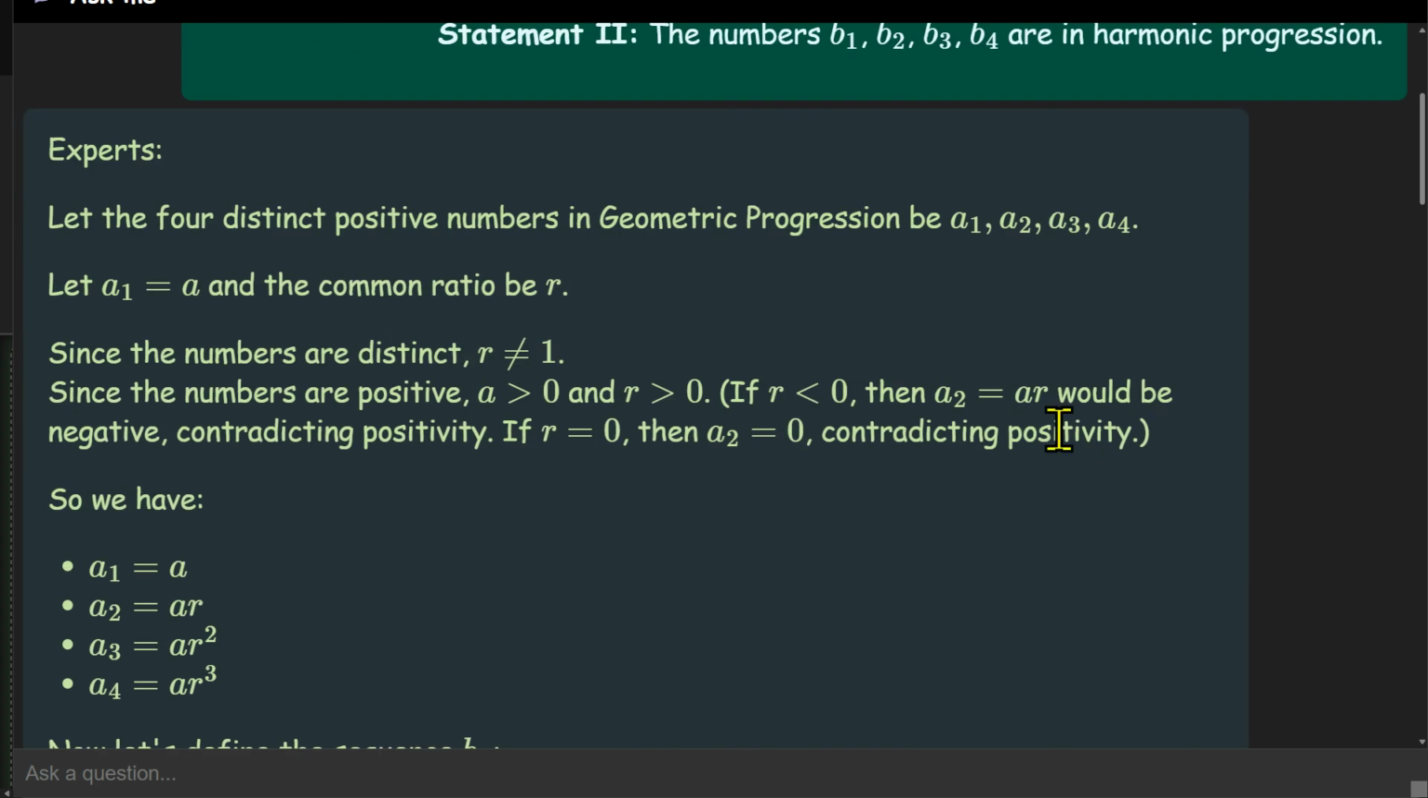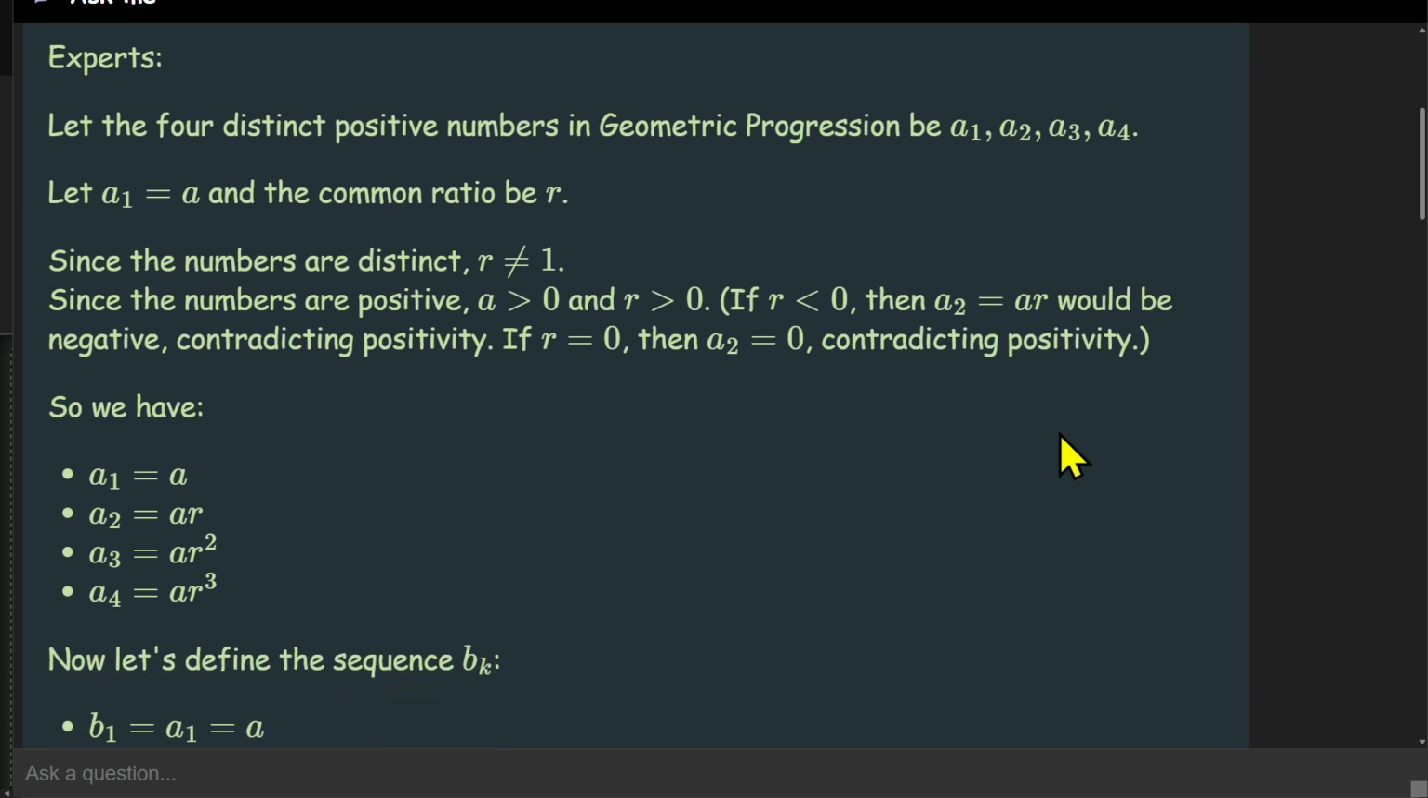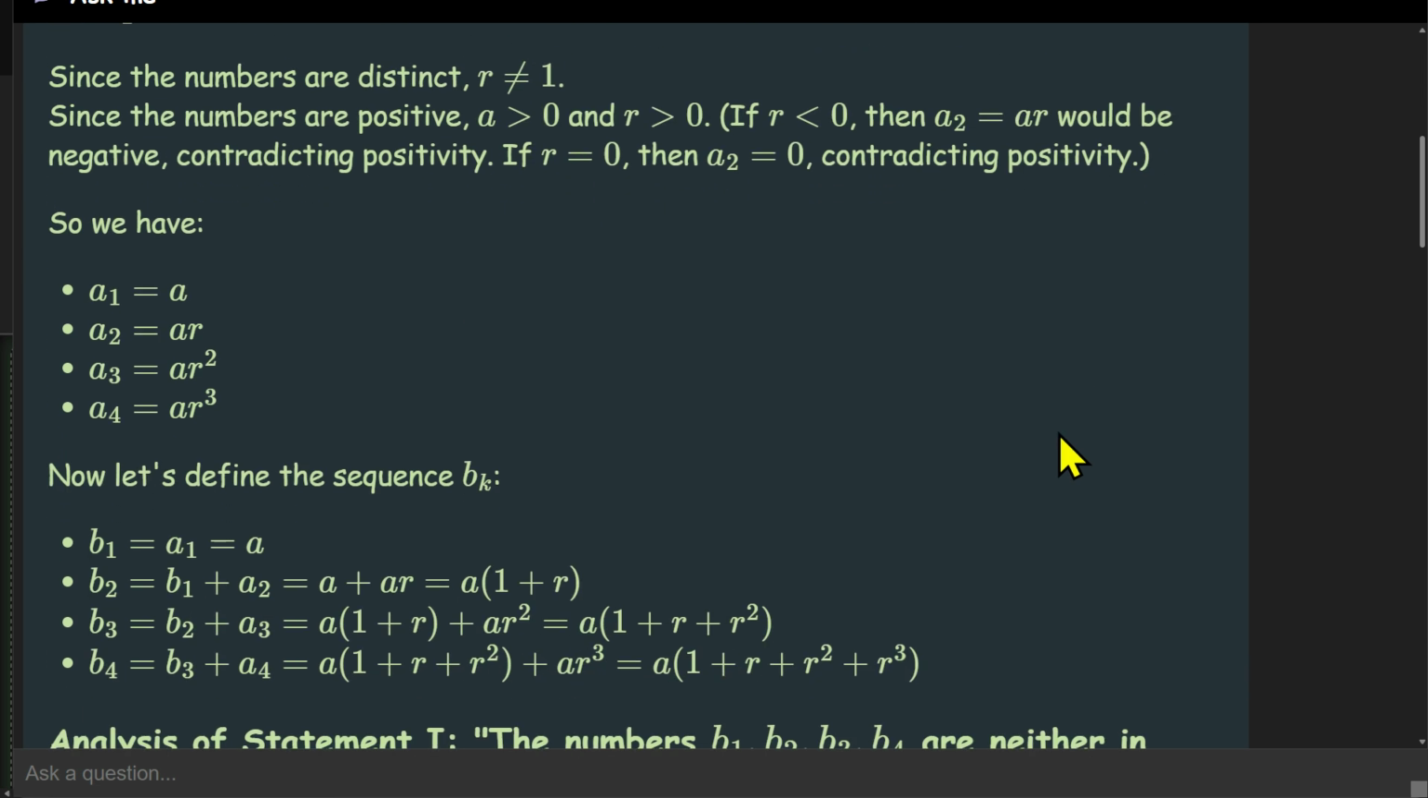Okay, look, what is given here: let the four distinct positive numbers in geometric progression be a1, a2, a3, a4. Let a1 equal to a, and the common ratio be r. Since the numbers are distinct, r is not equal to 1. Since the numbers are positive, a greater than 0, r greater than 0. If r less than 0, then a2 equal to ar would be negative, contradicting positivity. If r equal to 0, then a2 equal to 0, contradicting positivity. We have a1 equal to a, a2 equal to ar, a3 equal to ar square, a4 equal to ar cube.